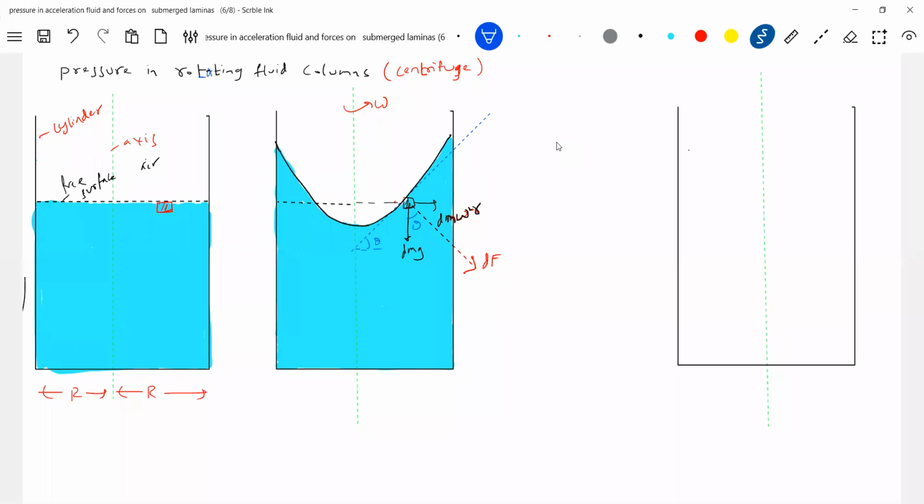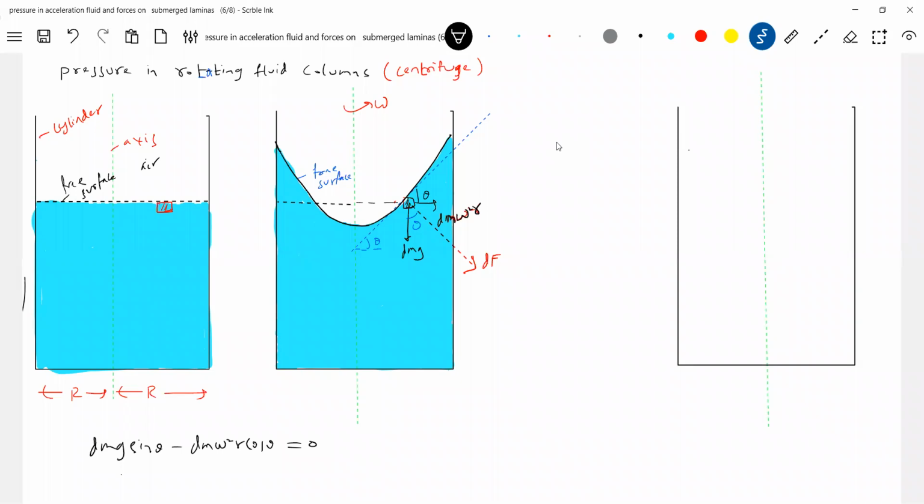Then what is the basic condition? There's a free surface. The net force along the free surface must be 0. So let's equate that: dmg sine theta minus dm omega square r cos theta equals 0. What is the reason? The net tangential force on any point on the free surface must be 0.